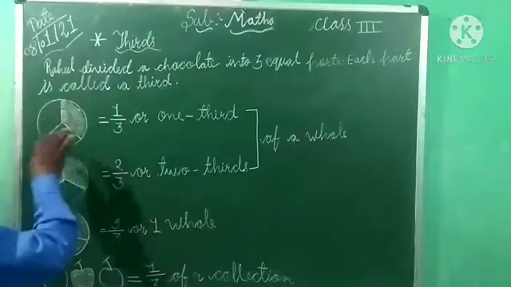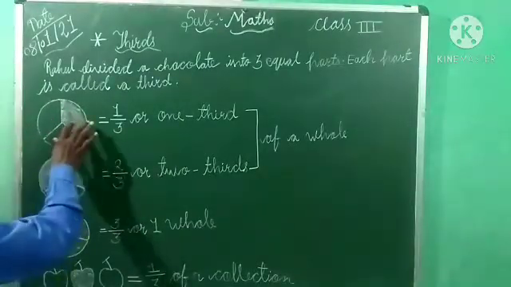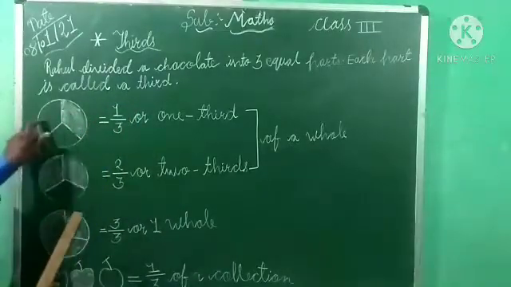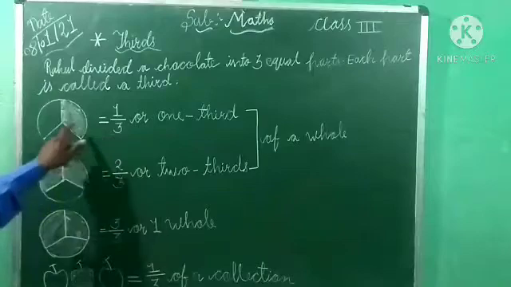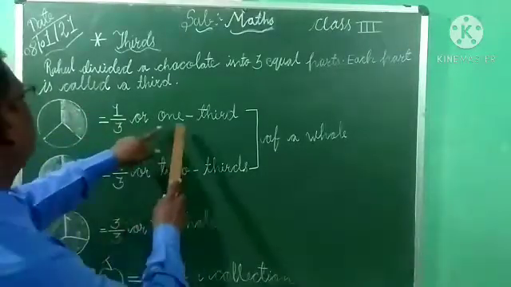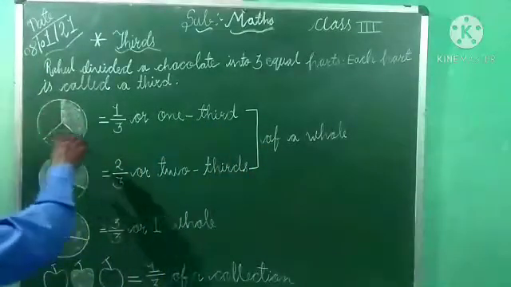Means in this circle, there are total 1, 2, 3 parts. Among those 3 parts, 1 part is shaded. So the fraction will be 1 by 3. Write that 3 down, and among that 3, 1 part is shaded. 1 by 3. Or we can write in words 1/3 of a whole. This is the complete diagram of a whole.